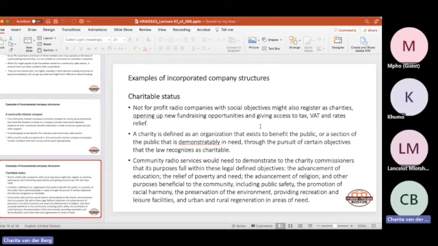So the advancement of education, the relief of poverty and need, the advancement of religion, and other purposes beneficial to the community, including public safety, racial harmony, the preservation of the environment, providing recreational and leisure facilities, and urban and rural regeneration in areas of need. Okay, so this would work for a lot of South African community radio stations specifically.